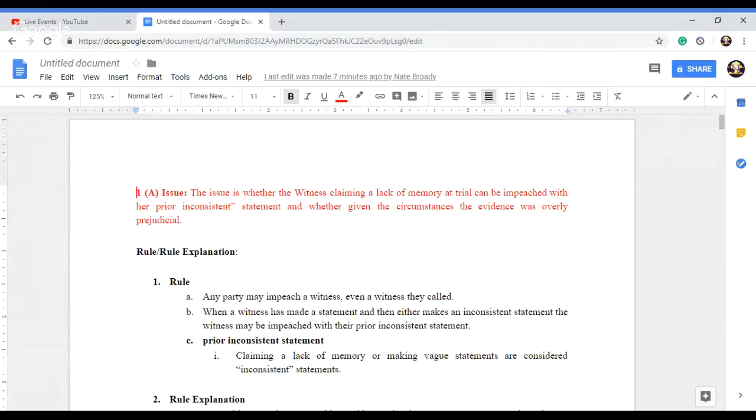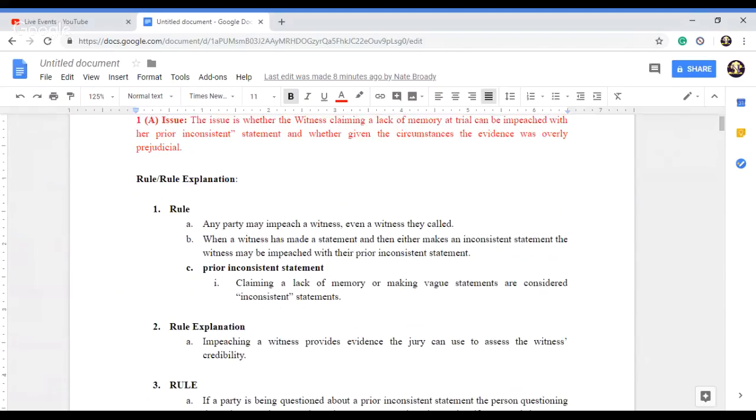This is the first essay, and this is the first issue from the professor's model answer. The issue is whether the witness claiming lack of memory at trial can be impeached with her prior inconsistent statement, and whether the evidence was overly prejudicial. So we have two issues here: overly prejudicial, and whether we can get the statement in, which is a prior inconsistent statement.